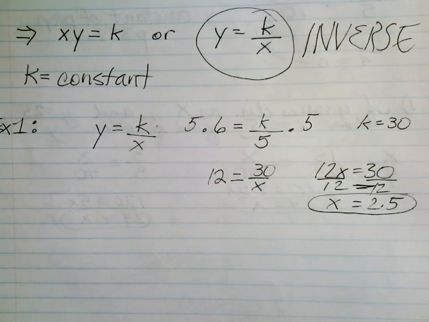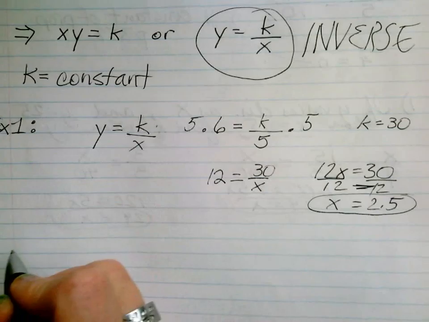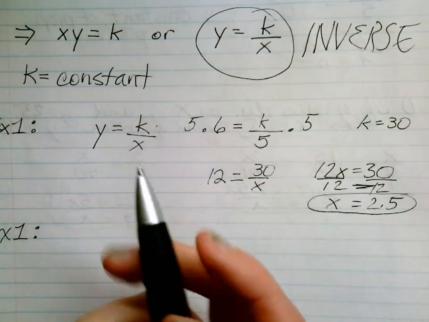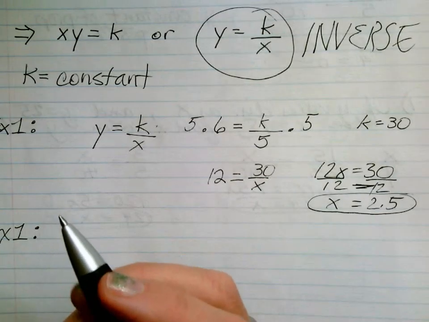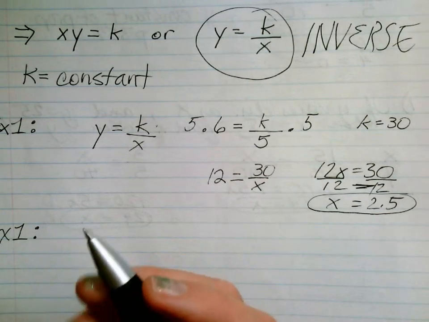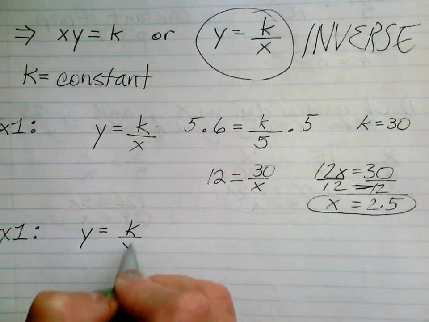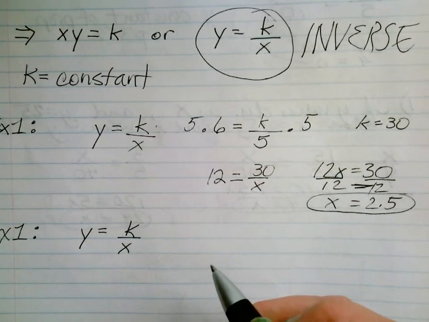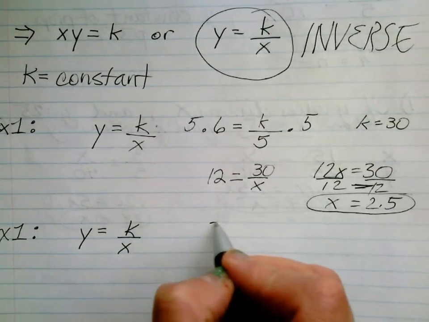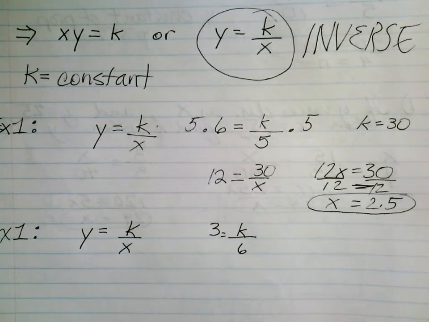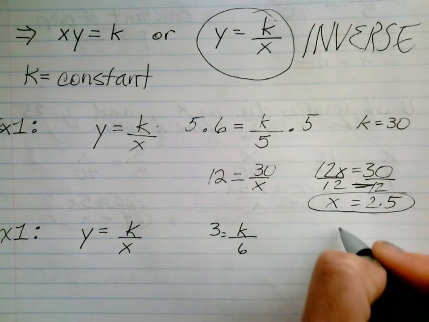I'd like to do a couple more samples like this, if you don't mind, because one example for me just wasn't enough back in the day. So here's another example, okay? I'm still going to call this example 1. It's my example, but we're going to use it nonetheless, okay? If y varies inversely as x, so they're describing the same situation, and y is 3 when x is 6, find x when y is 18.